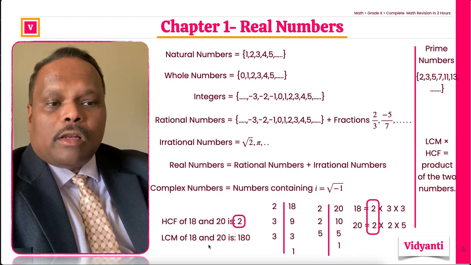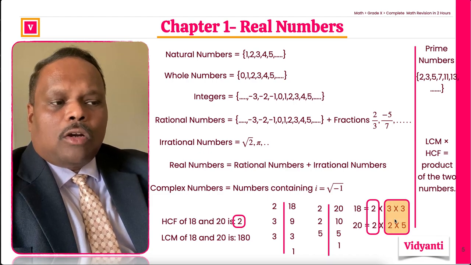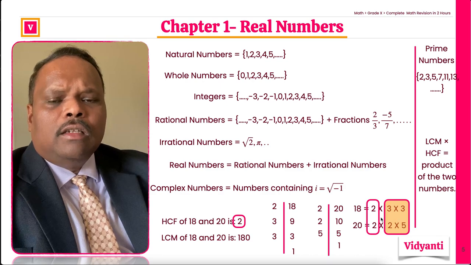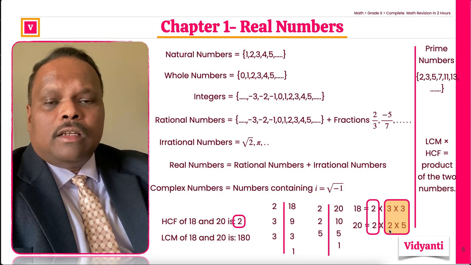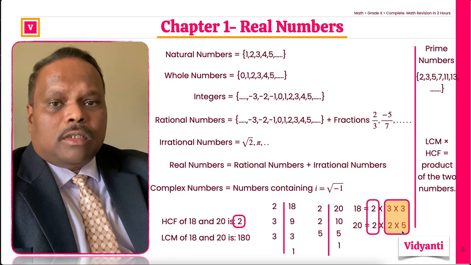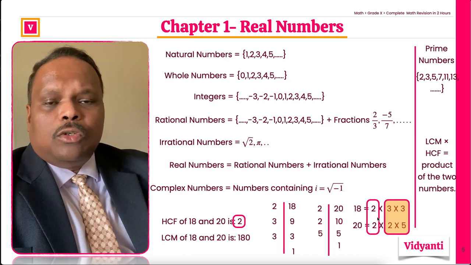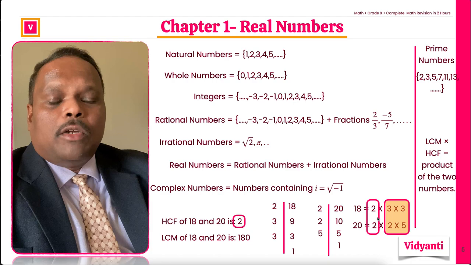In order to calculate LCM, we'll take the non-common factors and then multiply them with the common factor only once. So here 3 times 3 is 9, and this is 10, so 9 times 10 is 90, but then this 2 and 2 will be taken only once because it's common. So 90 times 2 will be 180, and that will be your LCM.